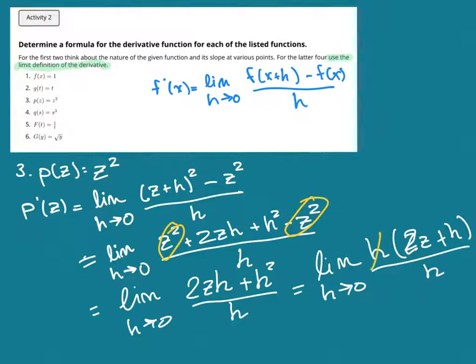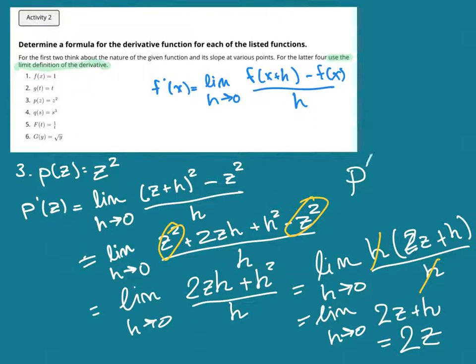And again, yes, simplifying time. So we're looking at the limit as h goes to 0 of 2z plus h, which is 2z. That h goes to 0, 2z, there's no h in there. H has nothing to do with the 2z. So, yeah, there we go. We've done it. I would report here that our final answer is p prime of z is equal to 2z. There it is.